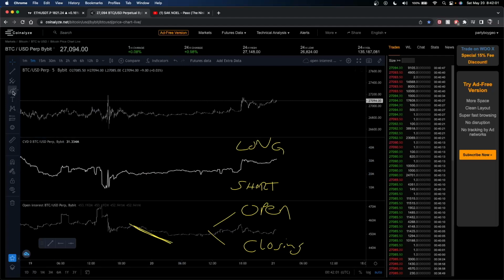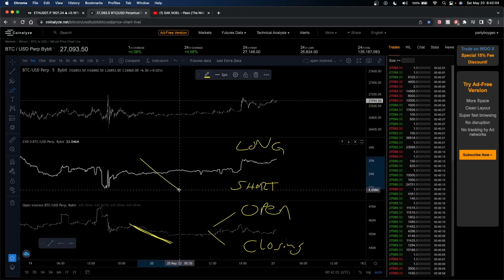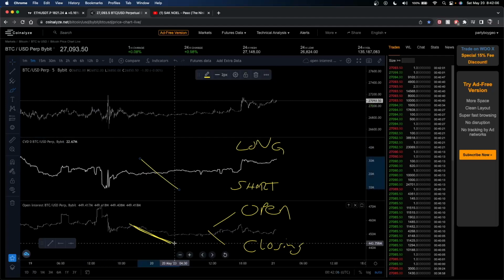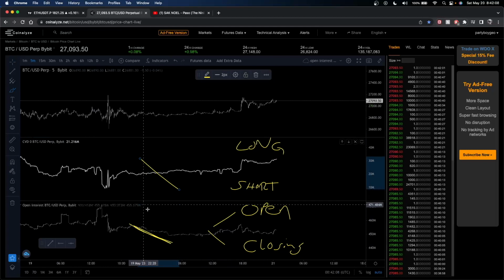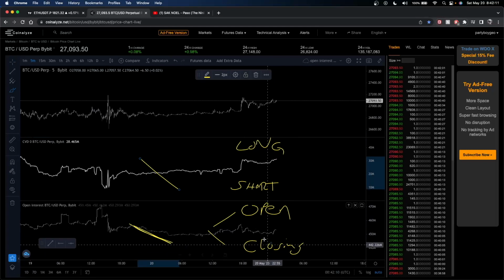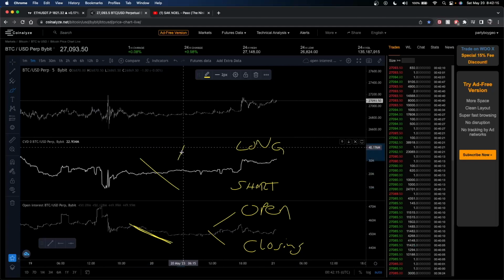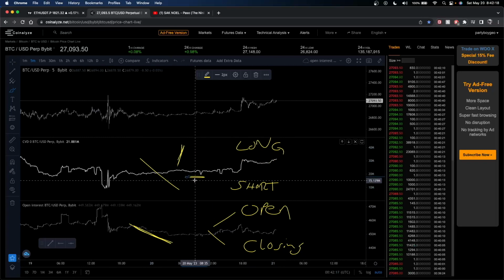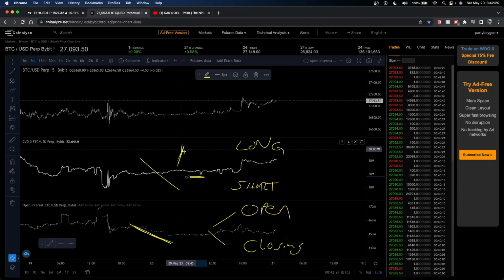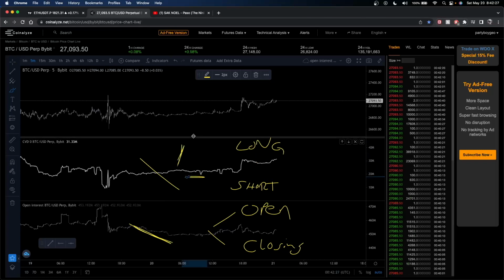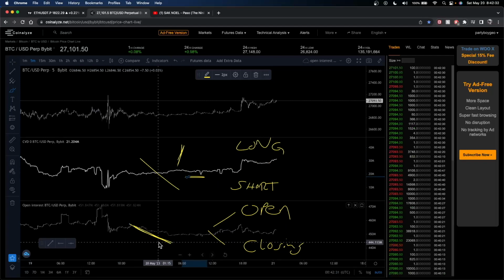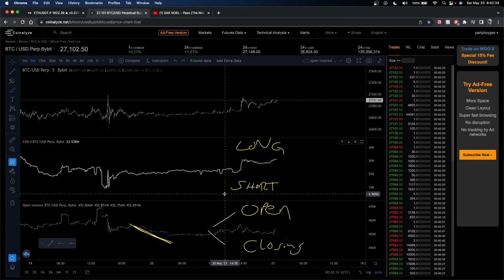Alternatively, if CVD is decreasing and open interest is decreasing, then that means that traders are closing their long positions by selling. Again, if you're long and the market maker hits your stop loss, that is a market sell. You're not selling high, you're selling low. So shorts are entering the market, but they're not new shorts. They're closing your longs. Now, this is important.